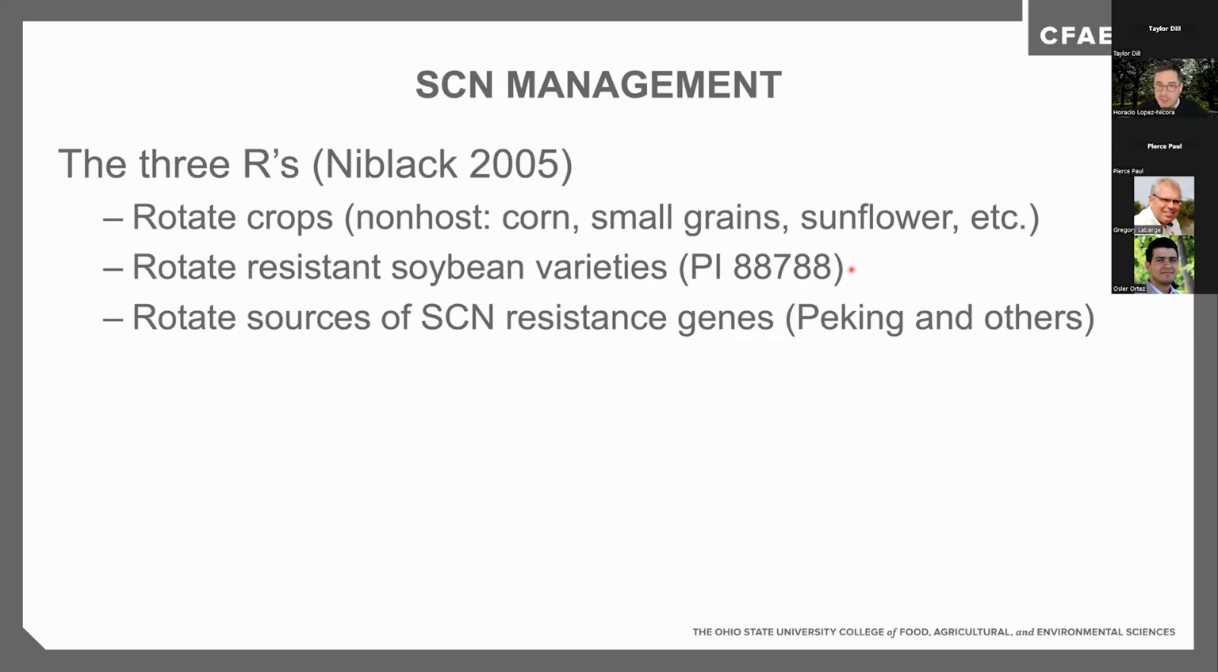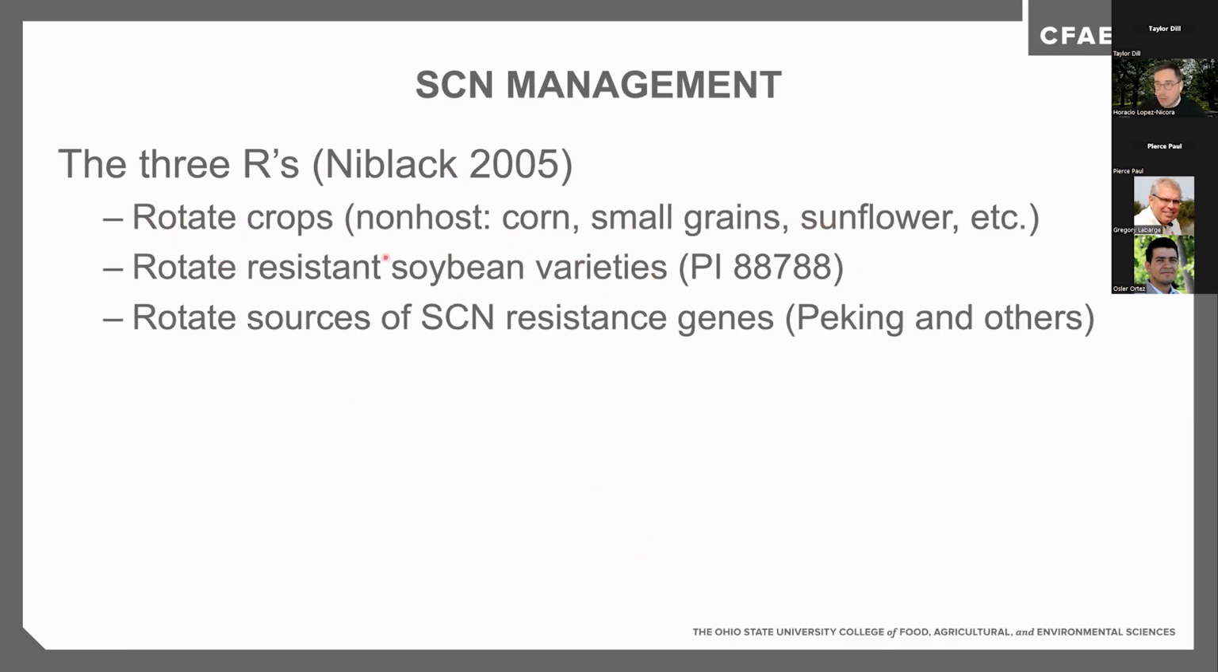Do you have a low level of soybean cyst nematode, and the amount is one that you could keep in check? Or do you have a level above the damage threshold, where you really need to integrate different management strategies? So NIBLAC in 2005 recommended these 3 R's to manage soybean cyst nematode: rotate, rotate, and rotate. Very simple to remember. The first rotate is to rotate crop. If we plant something that the nematode cannot reproduce on, we will reduce the population that season. So corn, small grains, sunflowers, anything that the nematode cannot reproduce on.